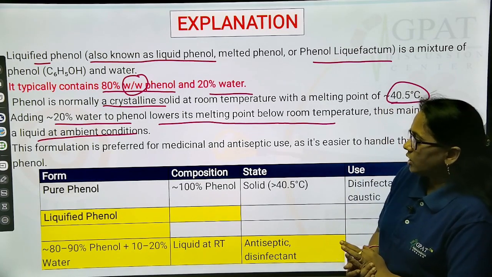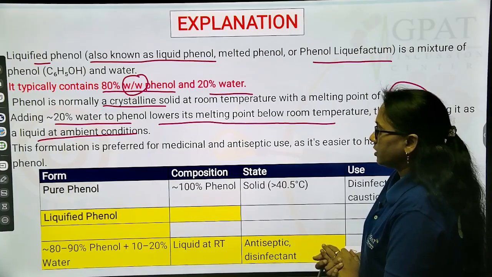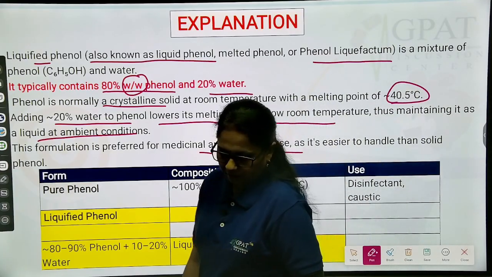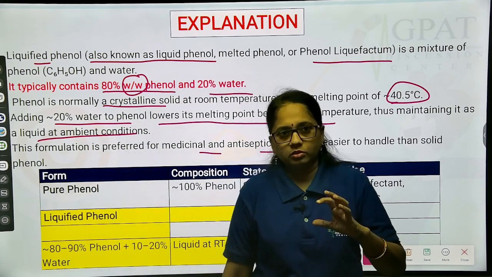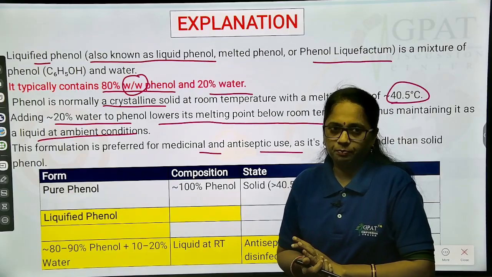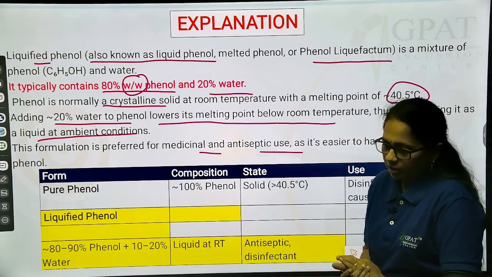So, this formulation, the 80% phenol, is preferred for medicinal purposes like an antiseptic. Because if you use solid phenol, it is going to be caustic and cause blisters. That is why we make it into a liquid form.